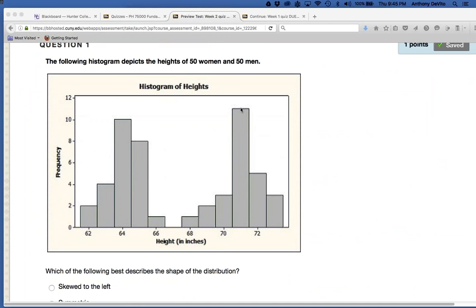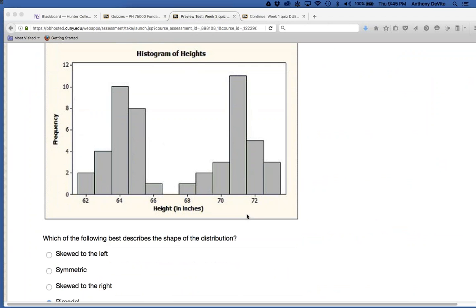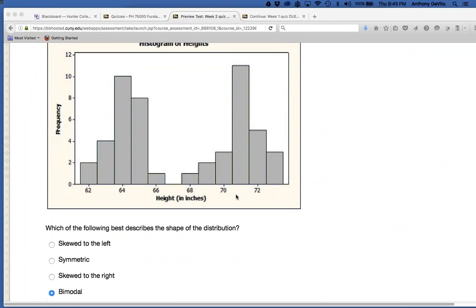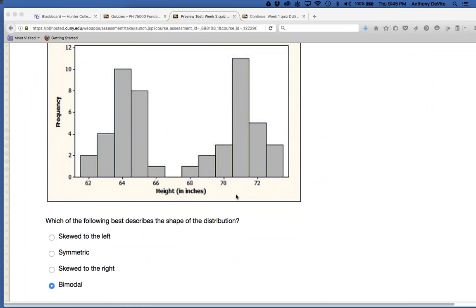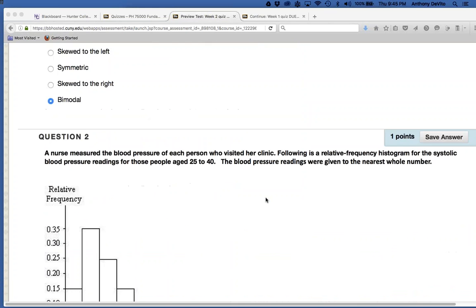And so, for instance, this tallest peak represents 11 people who, in this sample, were 71 inches tall. If I asked you how many people were over 71 inches tall, it would be 11 plus 5, 16, plus 2, plus 3 rather, which looks like 19 people.